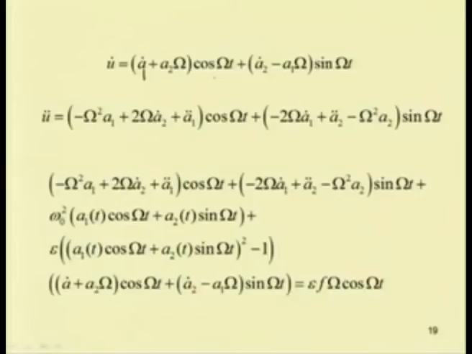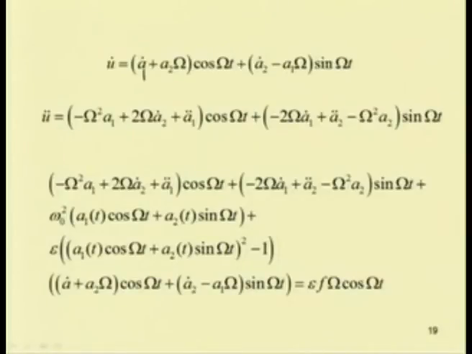By collecting the coefficients of cos omega t and sin omega t, one can write this u double dot in this form. This is equal to (minus omega square a1 plus 2 omega a2 dot plus a1 double dot) into cos omega t plus (minus 2 omega a1 dot plus a2 dot minus omega square a2) into sin omega t.